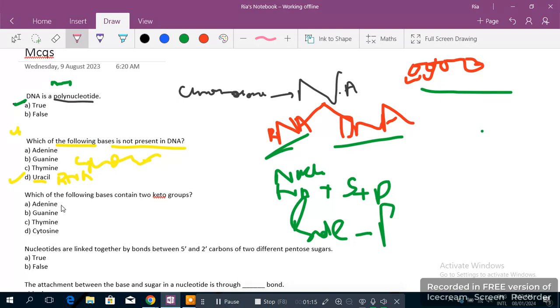Okay, so second: which of the following bases contain 2 keto groups? So you should remember 2 keto. This means like adenine, which has no keto group, we know that. Guanine, and all these structures in nucleic acids are heterocyclic, which means hetero means different. So this means different chains attached.